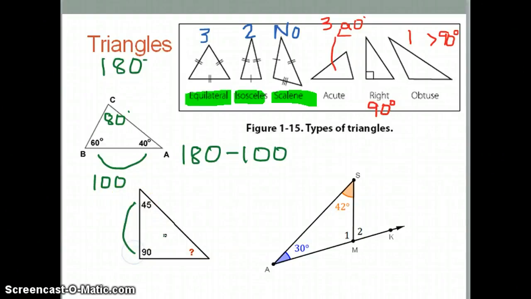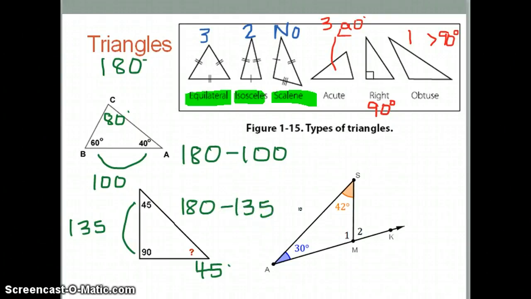Again, add the two that you're given. So I'd have 90 plus 45 and I'd get 135. So that other angle would have to be 45 degrees because you take 180 minus 135 to get 45.